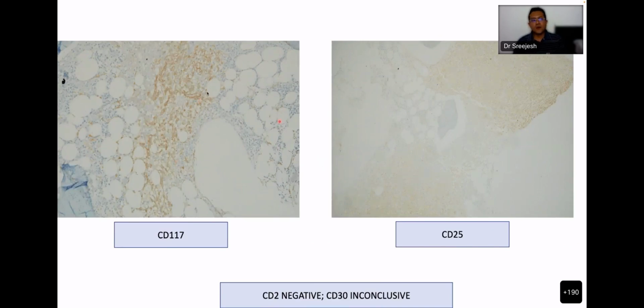We can also do CD117 if tryptase is not available. CD117 will likely be positive in mast cells. CD2 and CD25 are abundantly expressed in abnormal mast cells, so CD25 was also positive. CD30 is another marker. If CD30 is positive in mast cells, that indicates that they are abnormal mast cells and not reactive mast cells. This was the case of systemic mastocytosis.